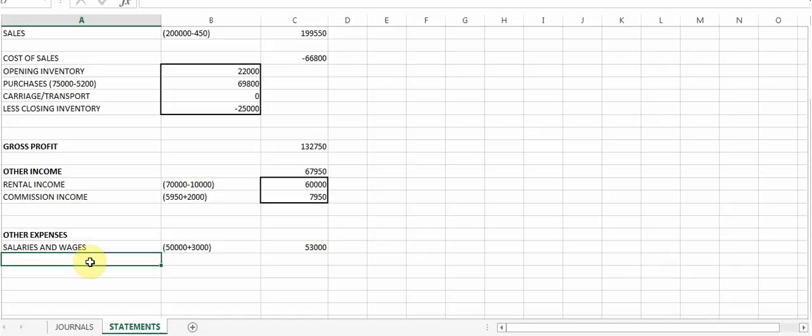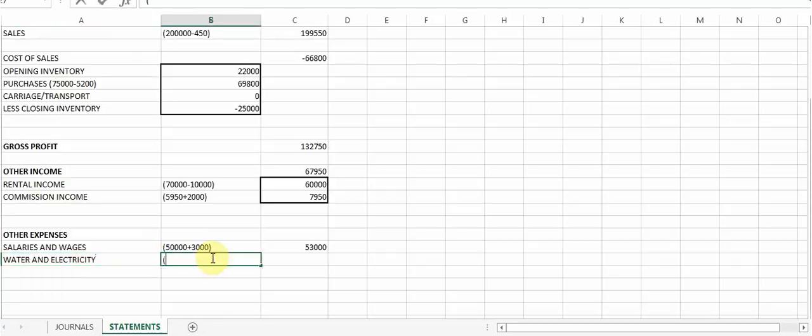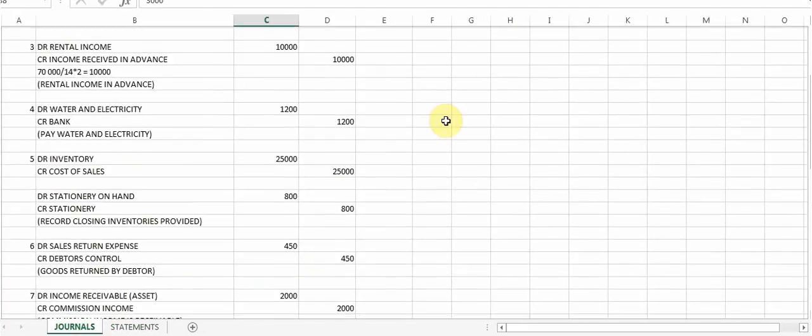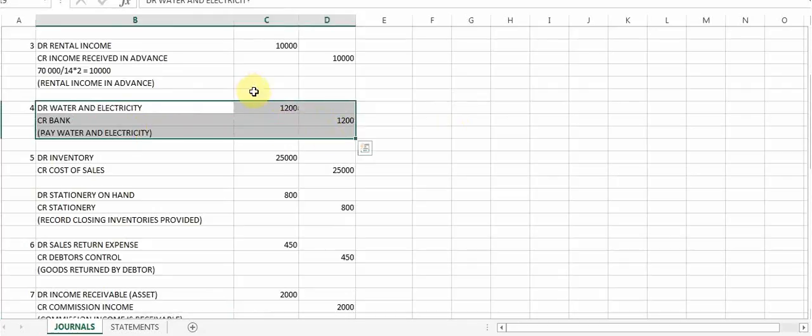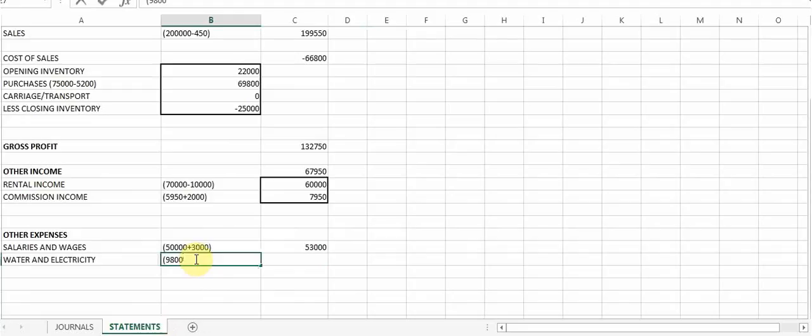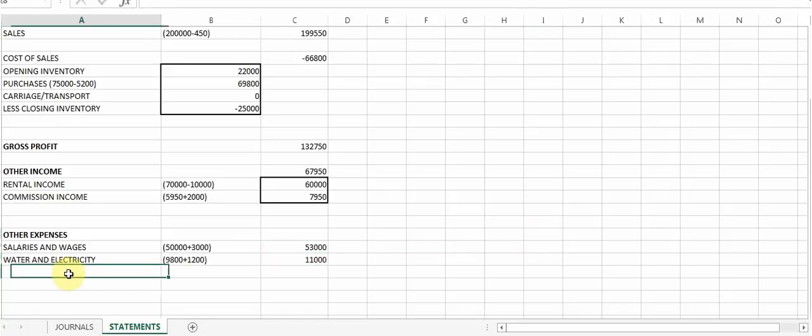Then I must also move on to see water and electricity. That was a value given to me in the trial balance of 9,800. Was there any adjustments? There was. Water and electricity was paid in note number 4, and that caused an increase of 1,200 Rand in water and electricity. So I'm going to add there 1,200. So the total will be 9,800 plus 1,200, and that gives you 11,000 Rand.